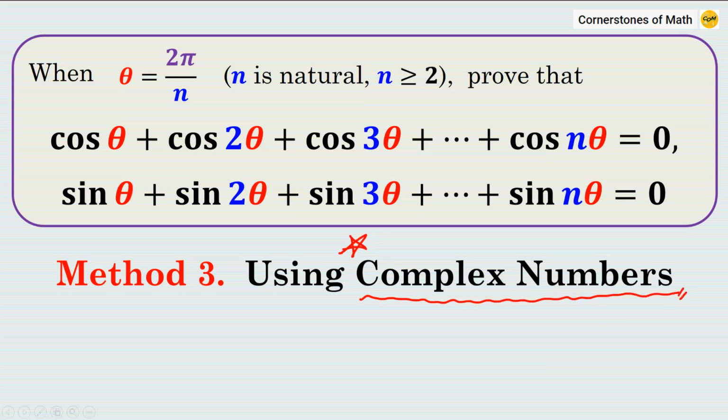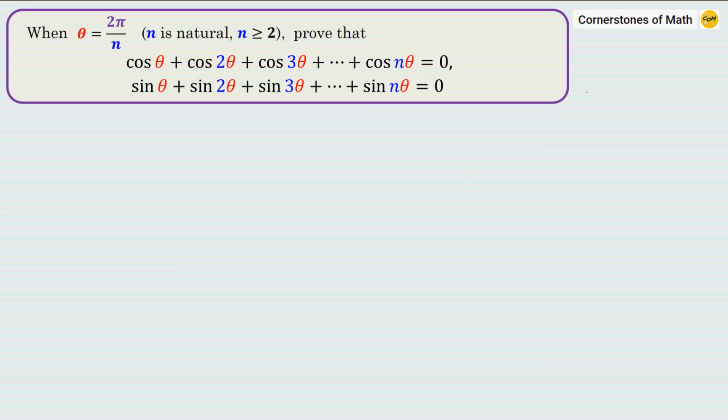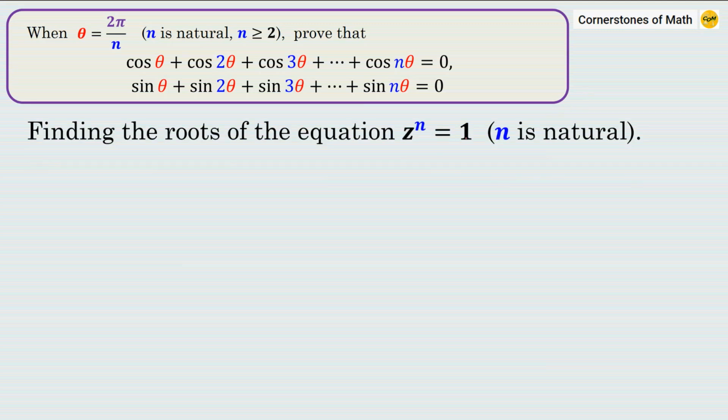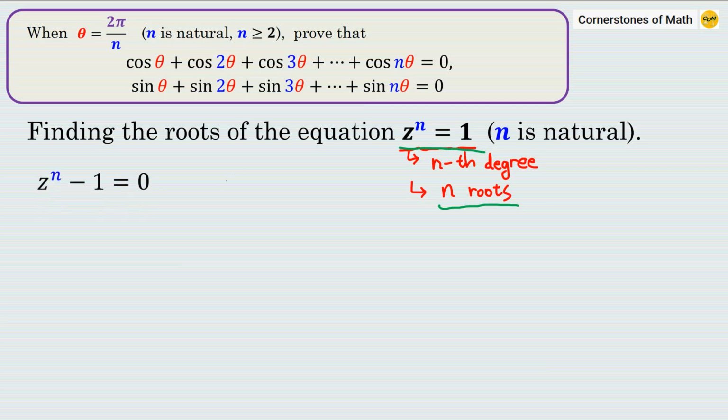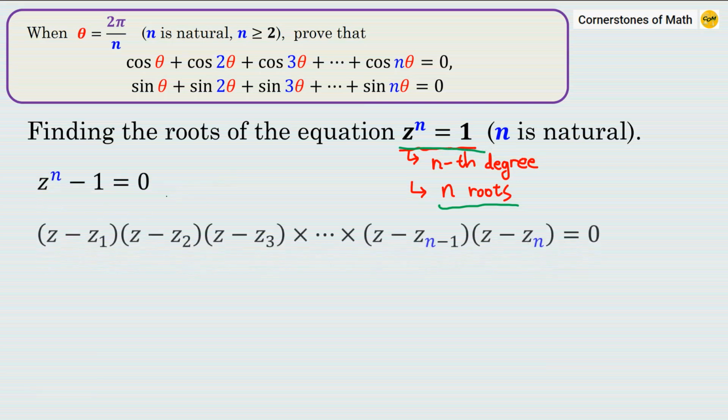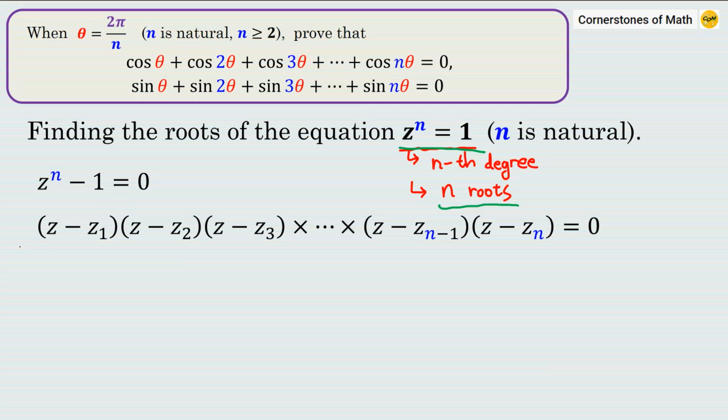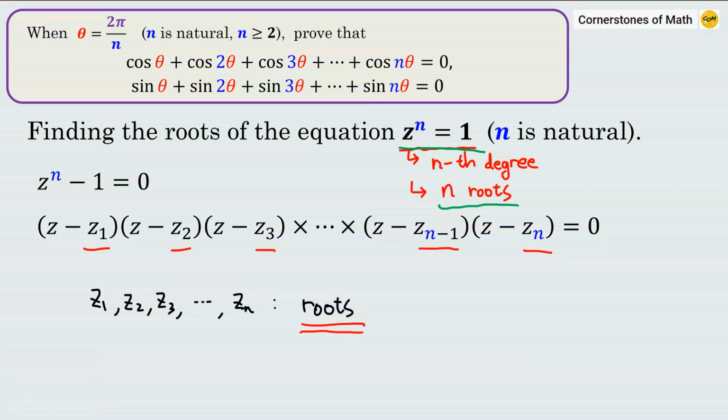So, how does this work? Well, first we start from a seemingly unrelated problem, which is finding the roots of the equation z to the power of n equals 1. You see, since this is an nth degree polynomial equation, it must have n roots. In other words, this equation, equivalent to z to the power of n minus 1 equals 0, can be factored into z minus z1 times z minus z2 times z minus z3 times so on, all the way up to z minus zn equals 0, where these, z1, z2, z3, zn minus 1, zn, are roots of the given equation.